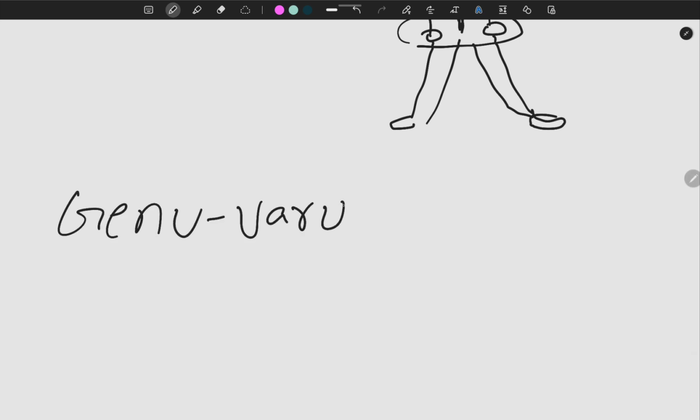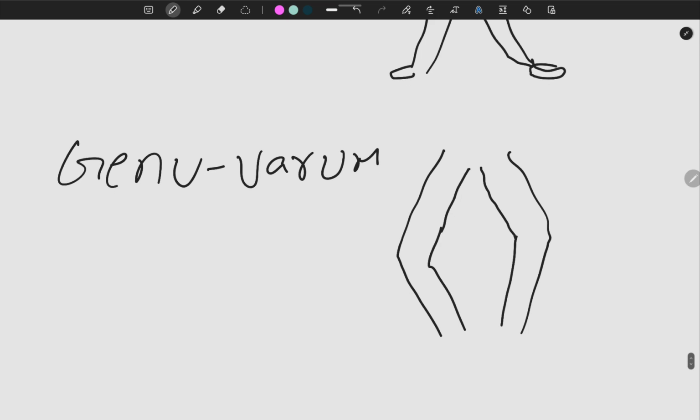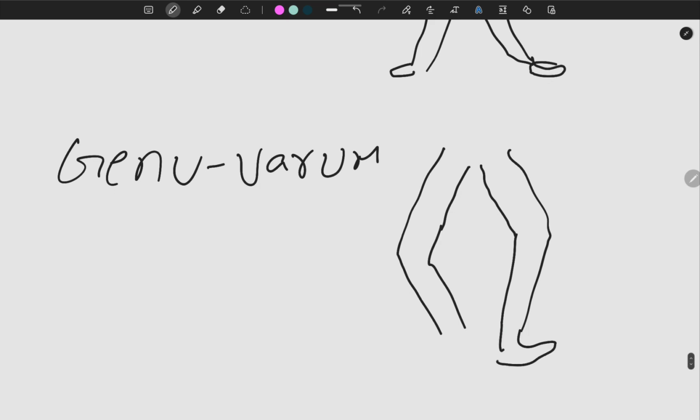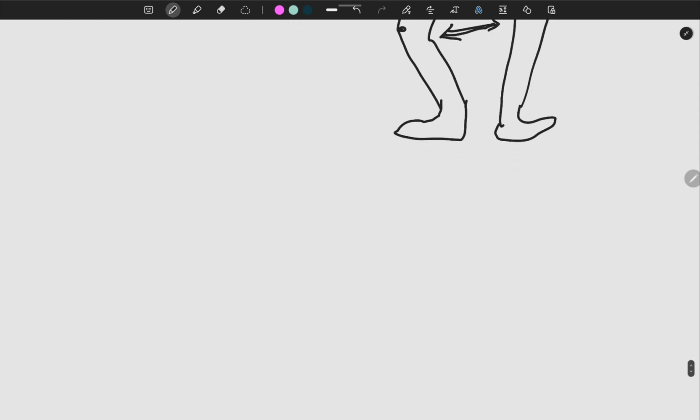The next one is genu varum. What will happen in this? The legs are totally divided. This kind of feature we can see in the case of genu varum. The patient will look like this, so this is the pelvis. We have a large distance between the two knees. So this is called genu varum.